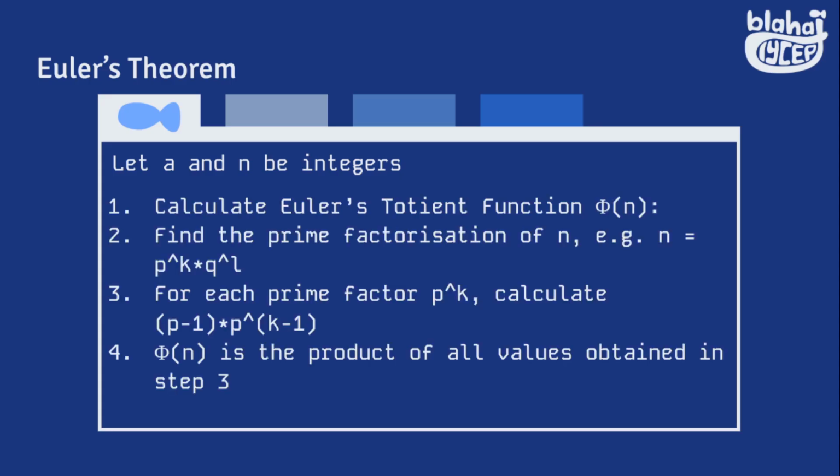Now we'll be calculating Euler's totient function. We'll use the same number, which is 10, so n is equal to 10. We want to find phi of n. We remember that n is equal to 2 times 5, because this is the prime factorization. For each prime factor, we'll take each prime factor minus 1. So 2 gives 2 minus 1. And for 5, what do we do?